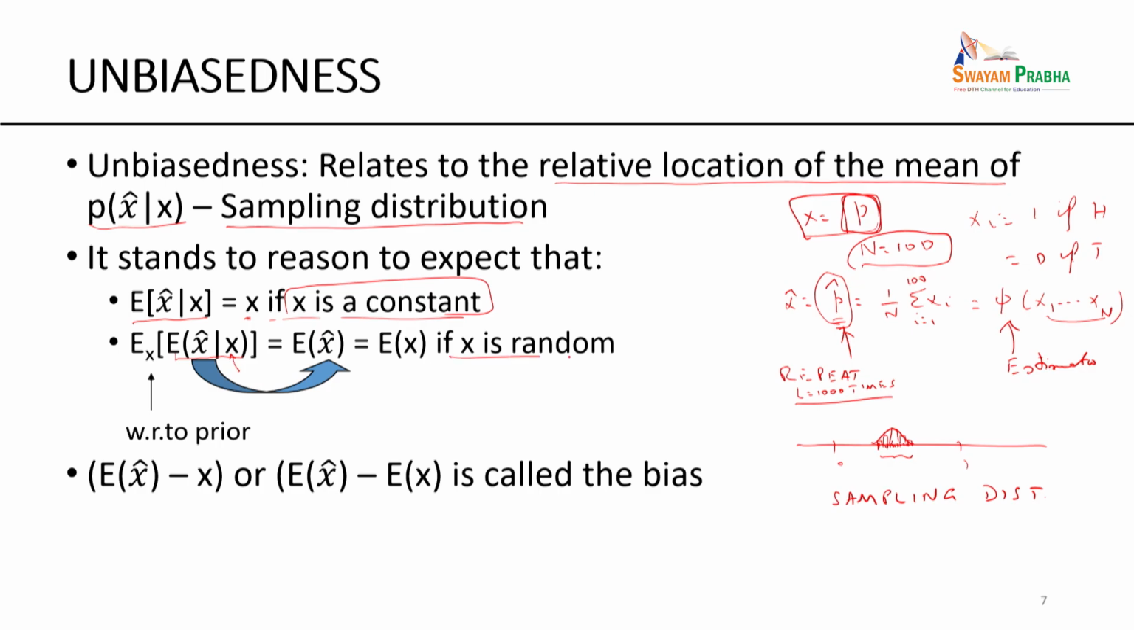But since x is random, x itself is a random variable, so I can take another expectation with respect to x. So the inner expectation is with respect to the results of the random experiment of tossing in this particular case. The outer expectation is the choice of the value x that Mother Nature picks from the prior distribution. So this is called nested expectations or repeated expectations or iterated expectations.